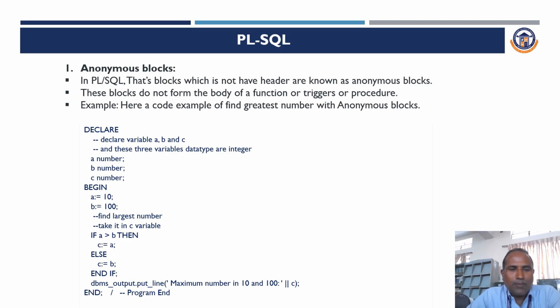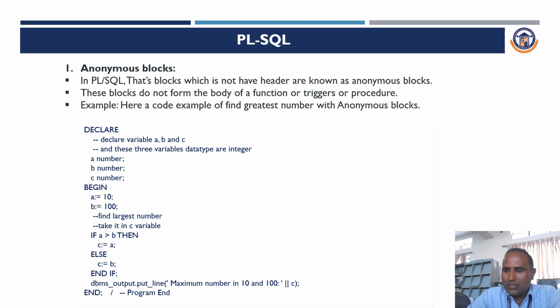See this example. First, the declaration part. In this program, we have three variables: a number, b number, c number. Under the begin part, for the declared variables, we are assigning some values. For example, a is equal to 10, b is equal to 100. Some logic we have placed here: if a greater than b, then c is equal to a, else c is equal to b. This is normal PL/SQL.